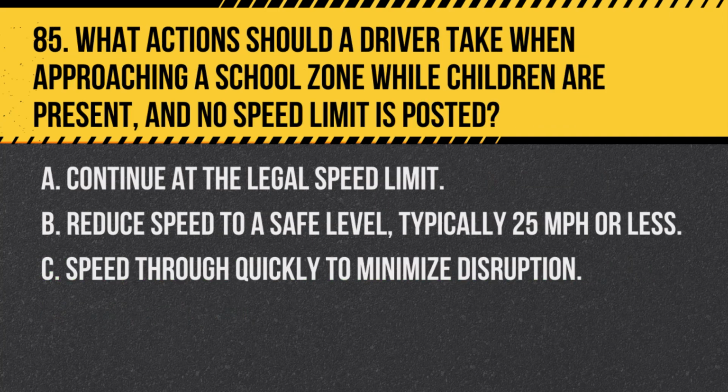Question 85. What actions should a driver take when approaching a school zone while children are present and no speed limit is posted? A. Continue at the legal speed limit. B. Reduce speed to a safe level, typically 25 miles per hour or less. C. Speed through quickly to minimize disruption. Answer: B.